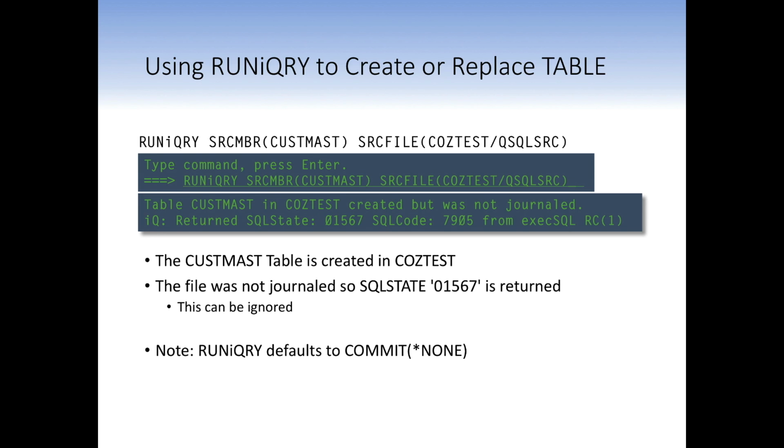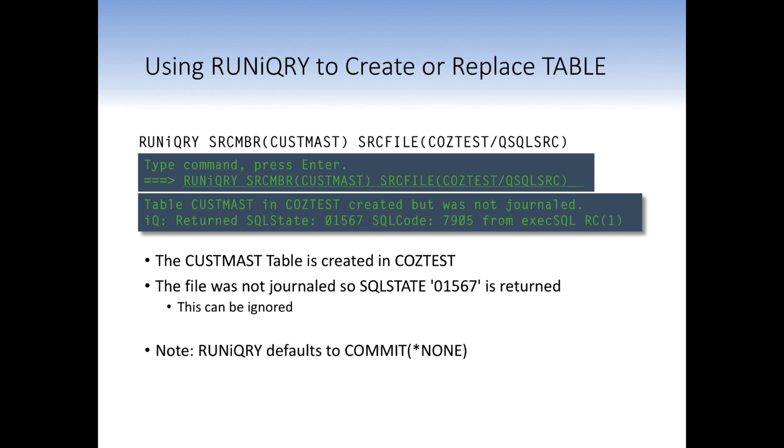So here it ran. The table's created. Actually, it's recreated, similar to change physical file. The file's not journaled, so we get this SQL state of 01567, but we can ignore that. That's just an internal message. iQuery will log any SQL state that's not 0 to the job log, so you can see what happened. But you can ignore anything under 2000 typically.